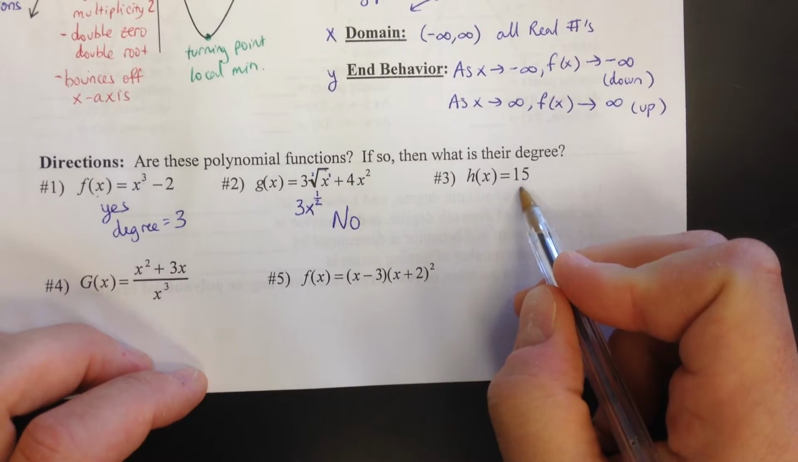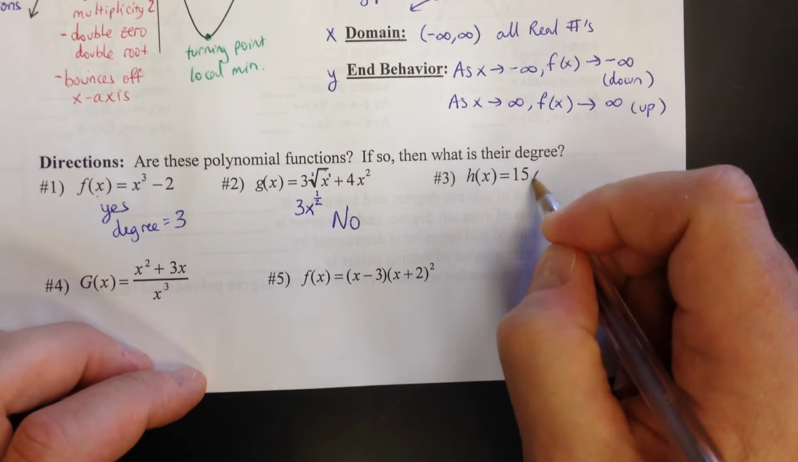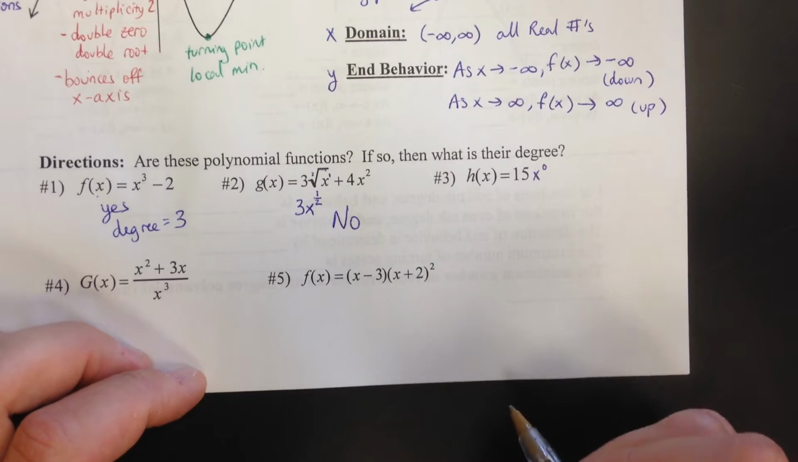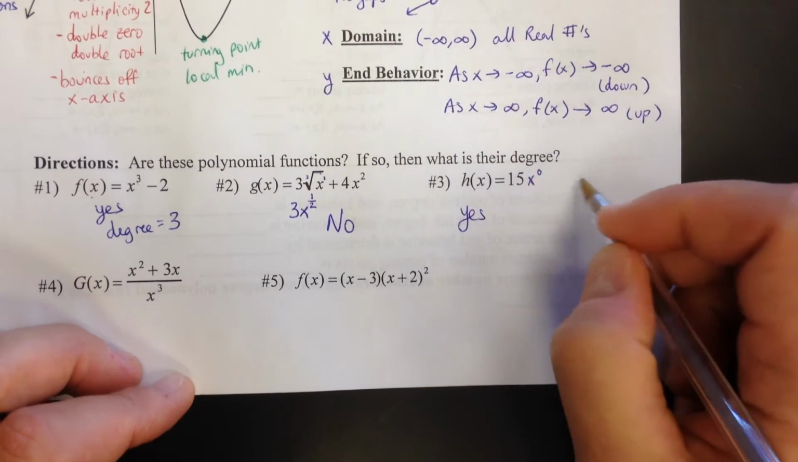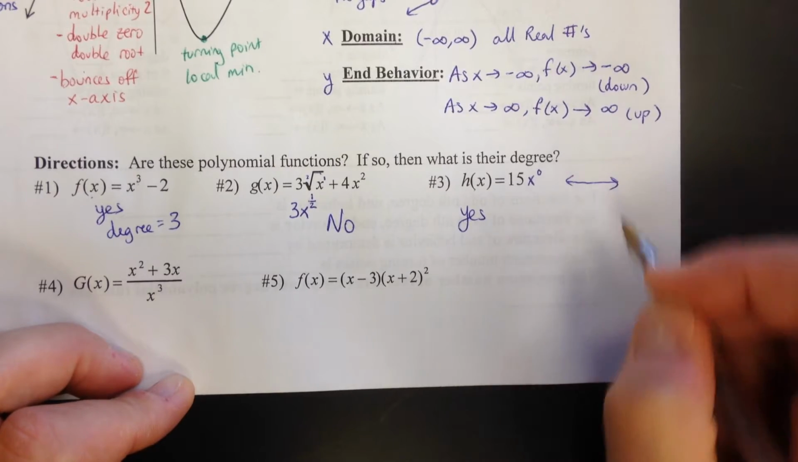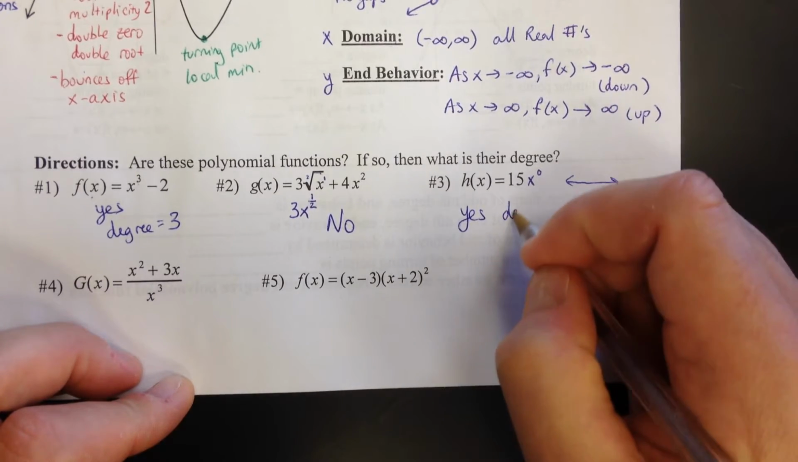H of x equals 15. Now there's no x, but technically you could write it as x to the 0, which is 1. So that is a polynomial function. If you graph it, it's a horizontal line. We would say the degree is 0.